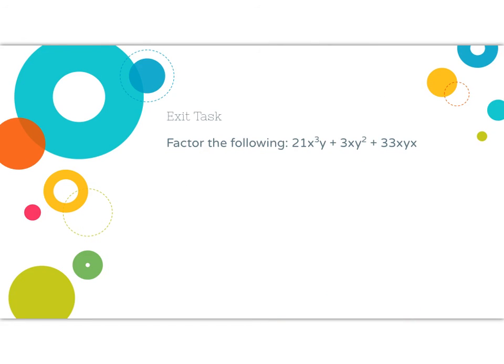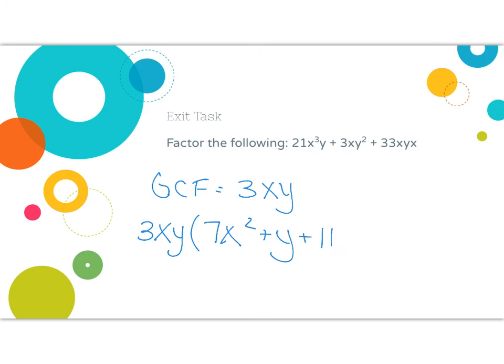Exit task, go ahead and pause this video and check your answer afterwards. So the greatest common factor between all of these terms is 3xy. Therefore, my final answer when I factor it out is 3xy, 7x squared plus y plus 11z. Sorry, that should have been a z there.